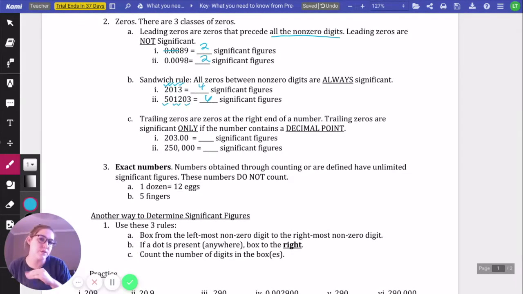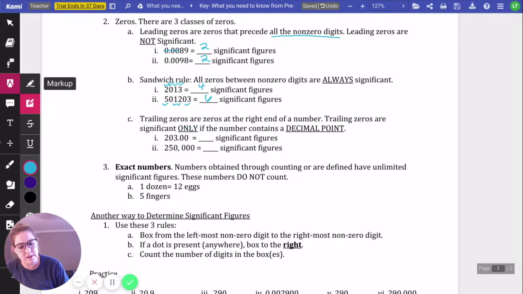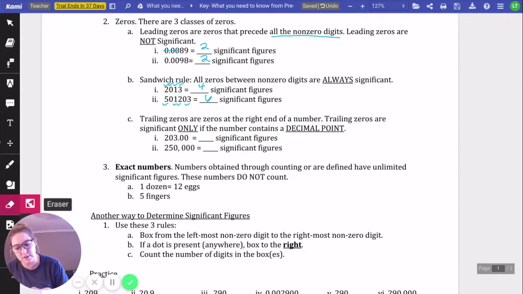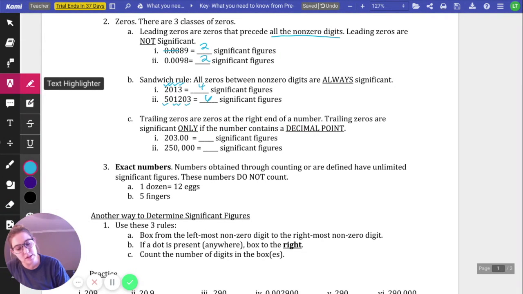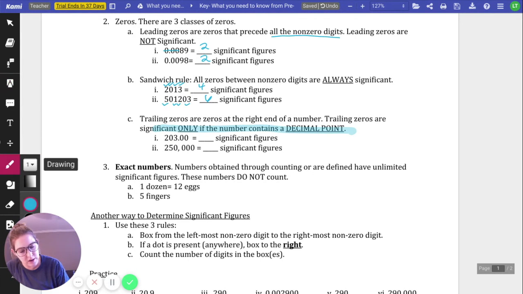Trailing zeros. So leading zeros are at the beginning, trailing zeros are at the end. Trailing zeros are only significant if there is a decimal. So if there is a decimal, then our trailing zeros are significant. If there is no decimal, then they are not significant. In our first one, there is a decimal, so that makes them significant. So that number would have 5 significant figures. In our second one, no decimal, so that would only have 2 significant figures.